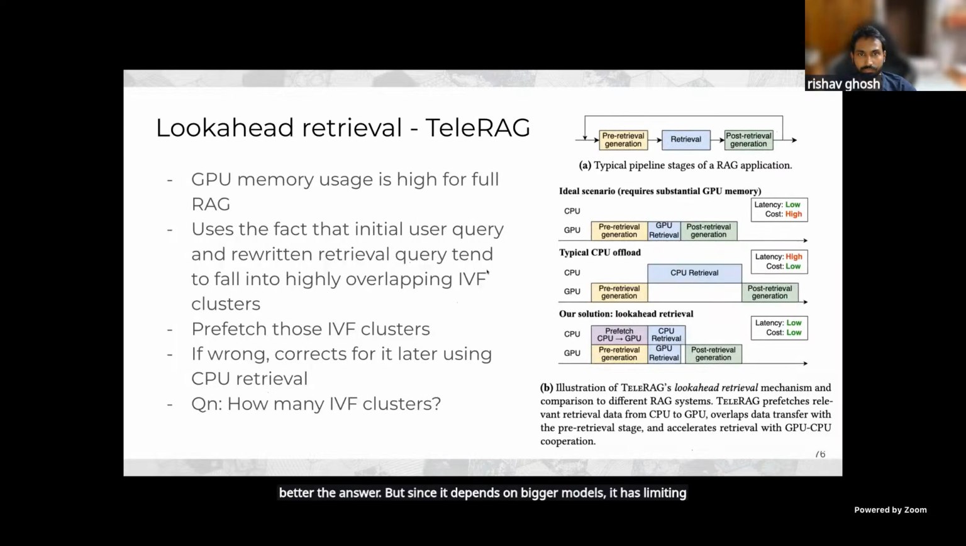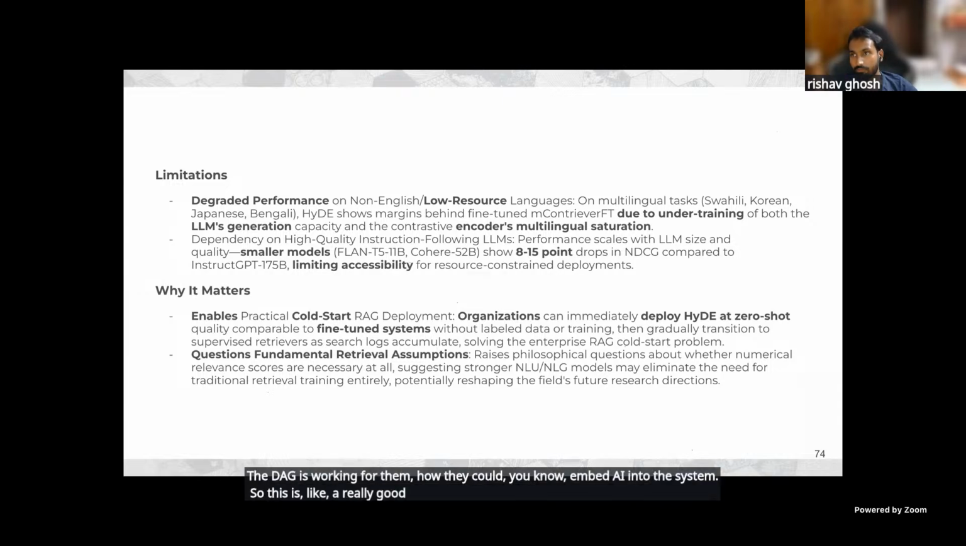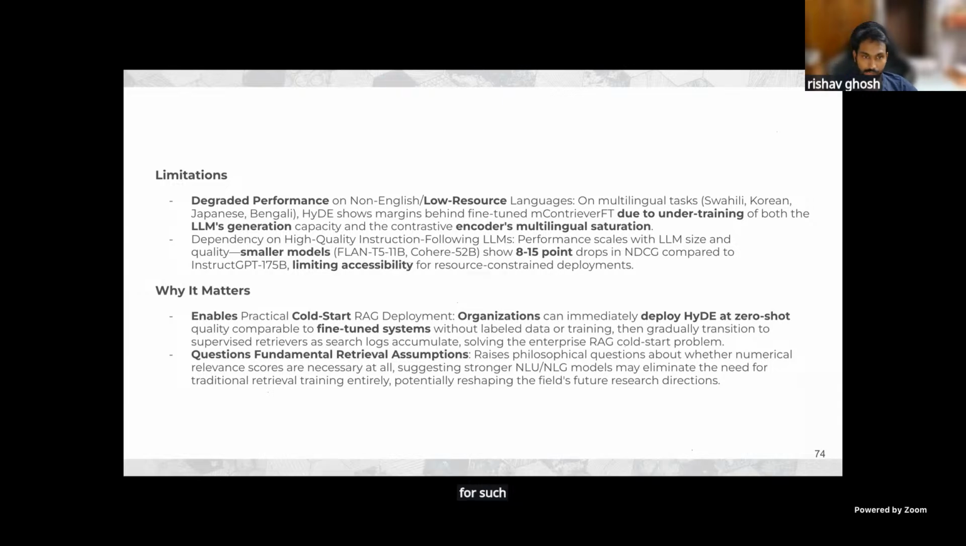But it still does matter, because this enables bigger production companies to run quick POCs. Rather than fine tuning LLM models or the vector DBs that do the cosine similarity, so creating models that can understand that particular domain knowledge better, they can simply use HyDE and quickly check if RAG is working for them, and how they could embed AI into the system. So this is a really good plus point for such use cases.